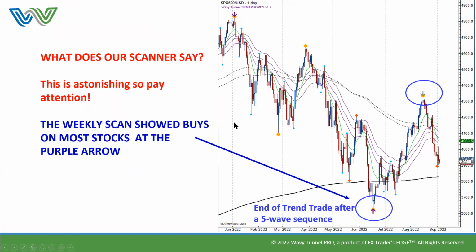Now let me show you something really, really fantastic. What does our scanner say? This is astonishing, so pay attention. The weekly scan showed buys on most stocks at this purple arrow. When the S&P was here, I'm going to show you all of the signals that came on the scanner to buy, like most stocks. Okay, many stocks out of 500. I don't know. I just looked at the first page, 30 to 40 stocks, and that's what I focused on.